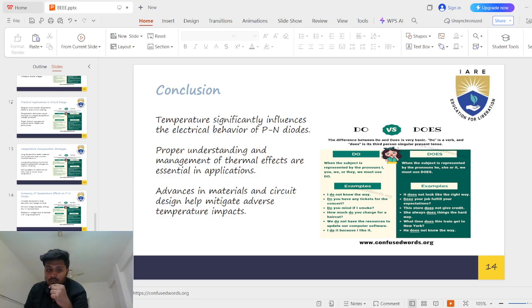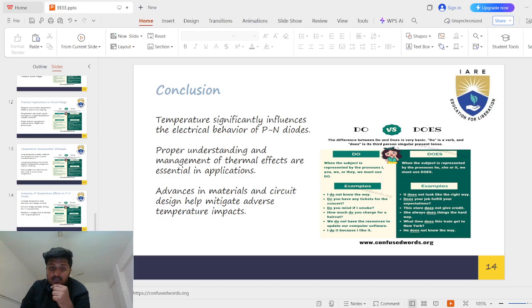Reverse bias behavior: the leakage current increases with temperature. Also, the breakdown voltage, the voltage at which the diode starts conducting a lot in reverse, usually decreases with heat. These changes can affect circuits if not considered. For instance, in sensitive electronics, a small change in diode current due to temperature can impact the whole circuit's performance.